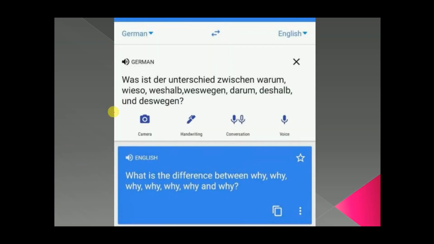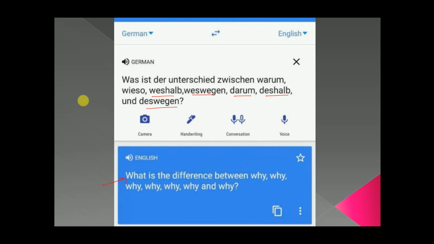Here is what Google says. What is the difference between why, and why? So for every word, it is mentioning only why as a translation. That's why we need to learn German, because we can definitely take support of these software tools, but we cannot blindly depend upon them.